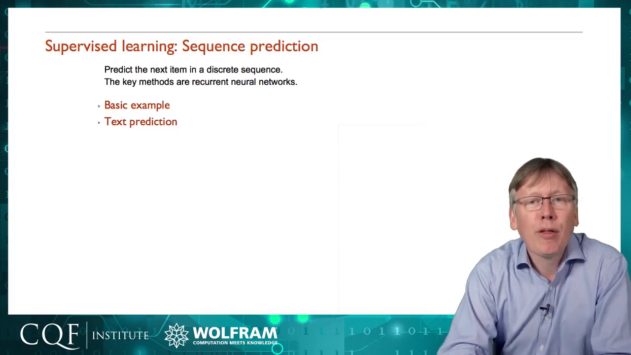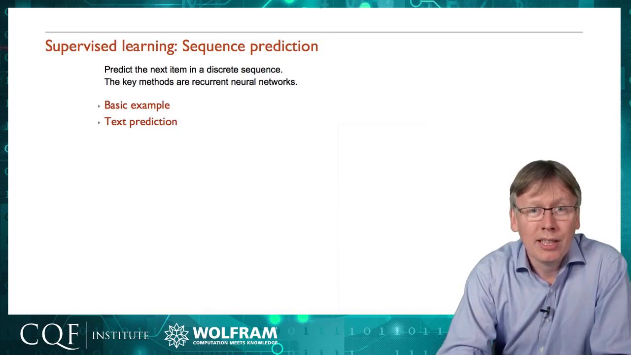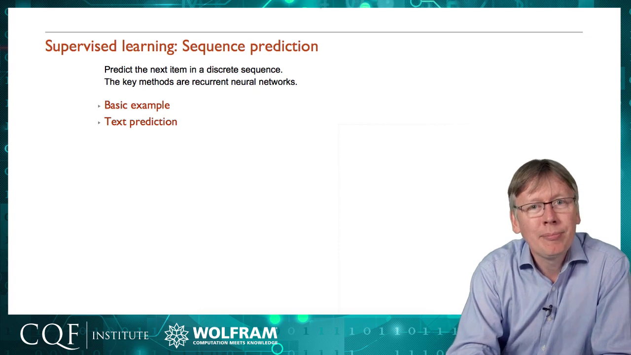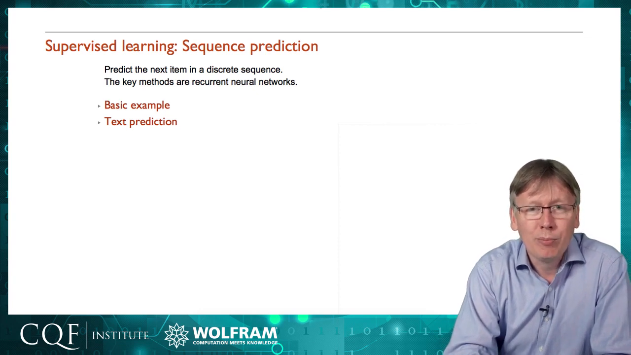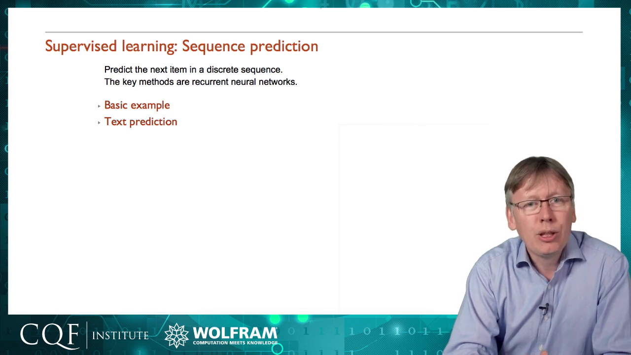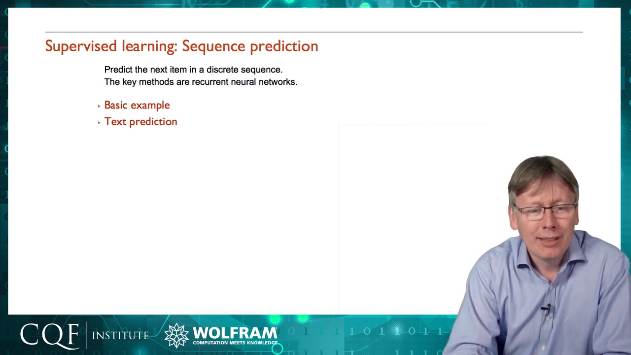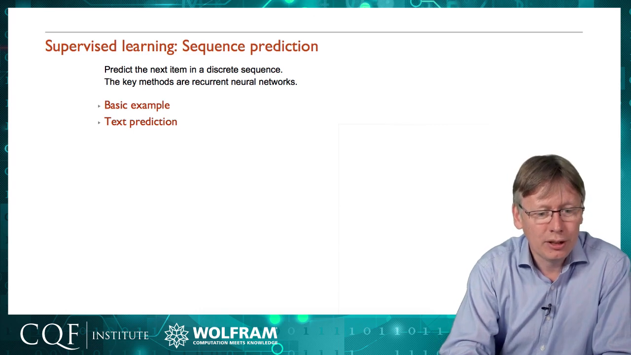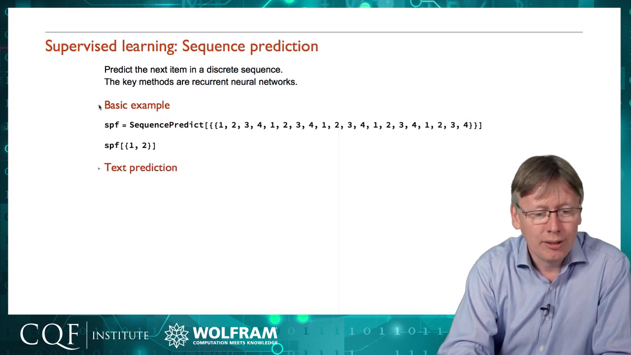Okay, so we've talked about two of the three main paradigms of supervised learning, classification and prediction. There's one more, which is sequence prediction, and that's the only one of these where the notion of time and order matters. How we got to the data is as important as what the values are.